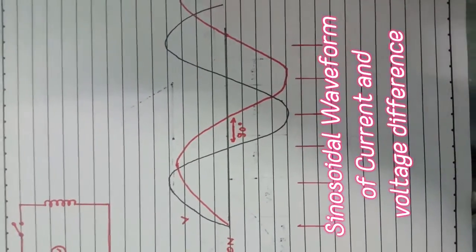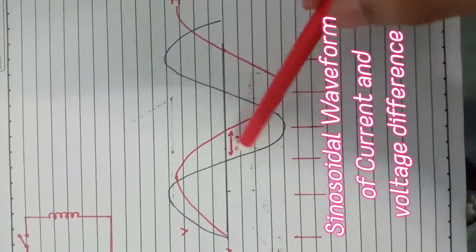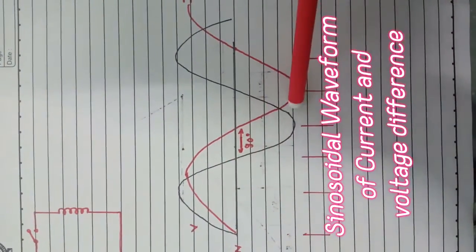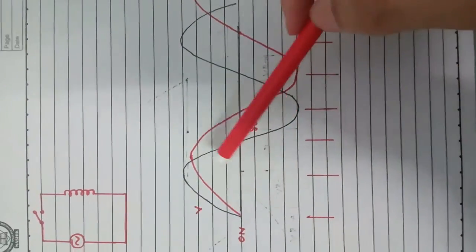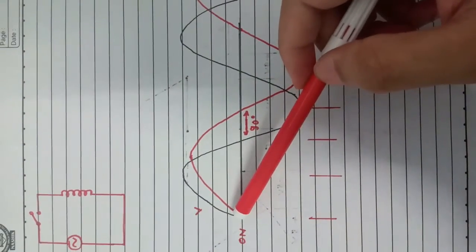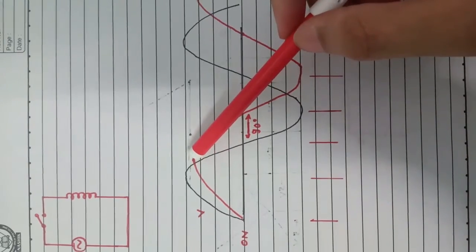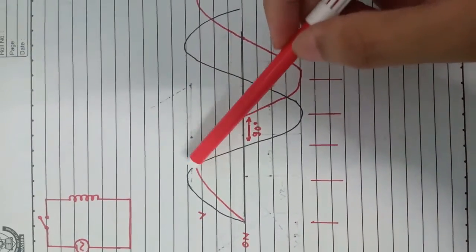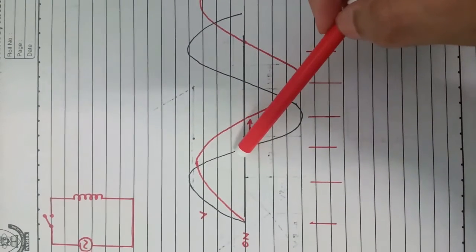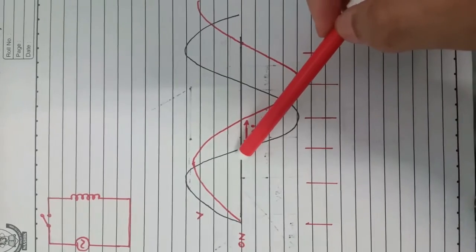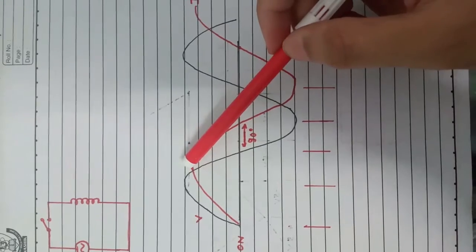This is the sinusoidal diagram of the relation between current and voltage. Look here, current and voltage started together, but after that their distance increases. You can look here and here: when the voltage is at its 0 position, the current is at its peak value.